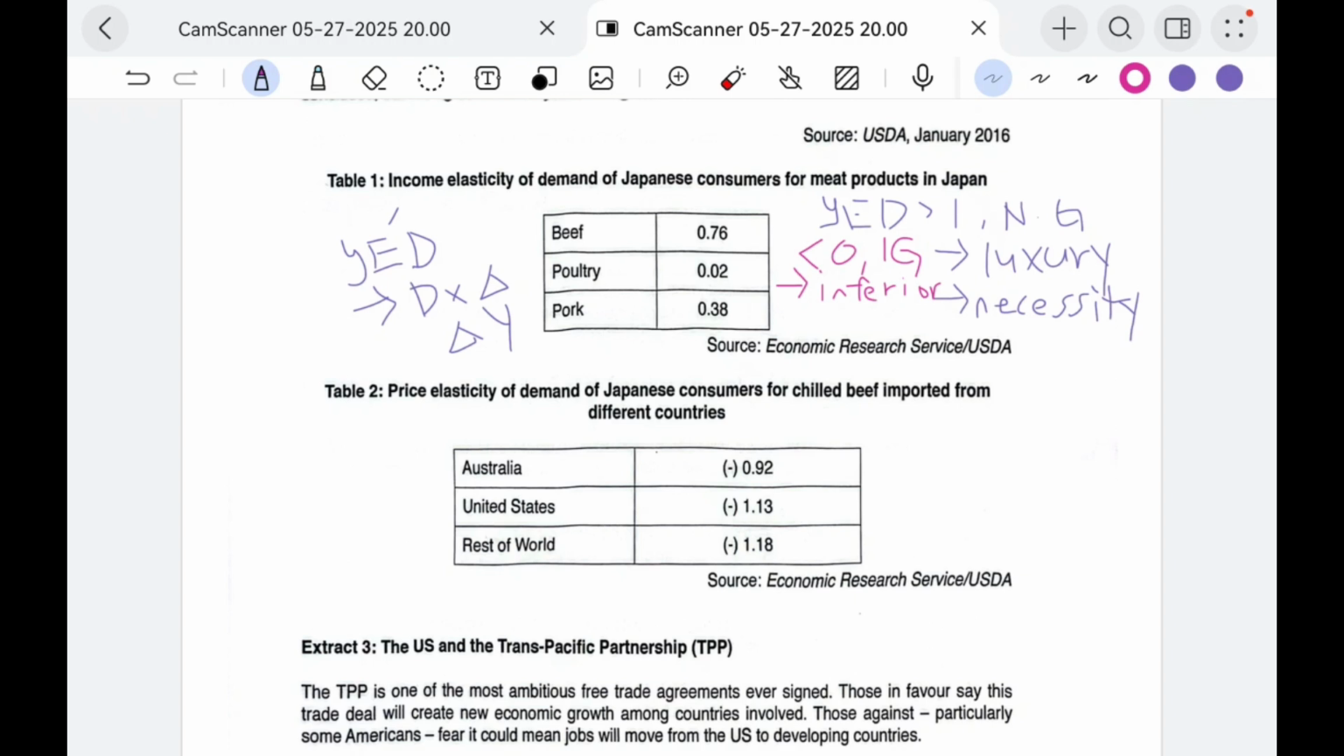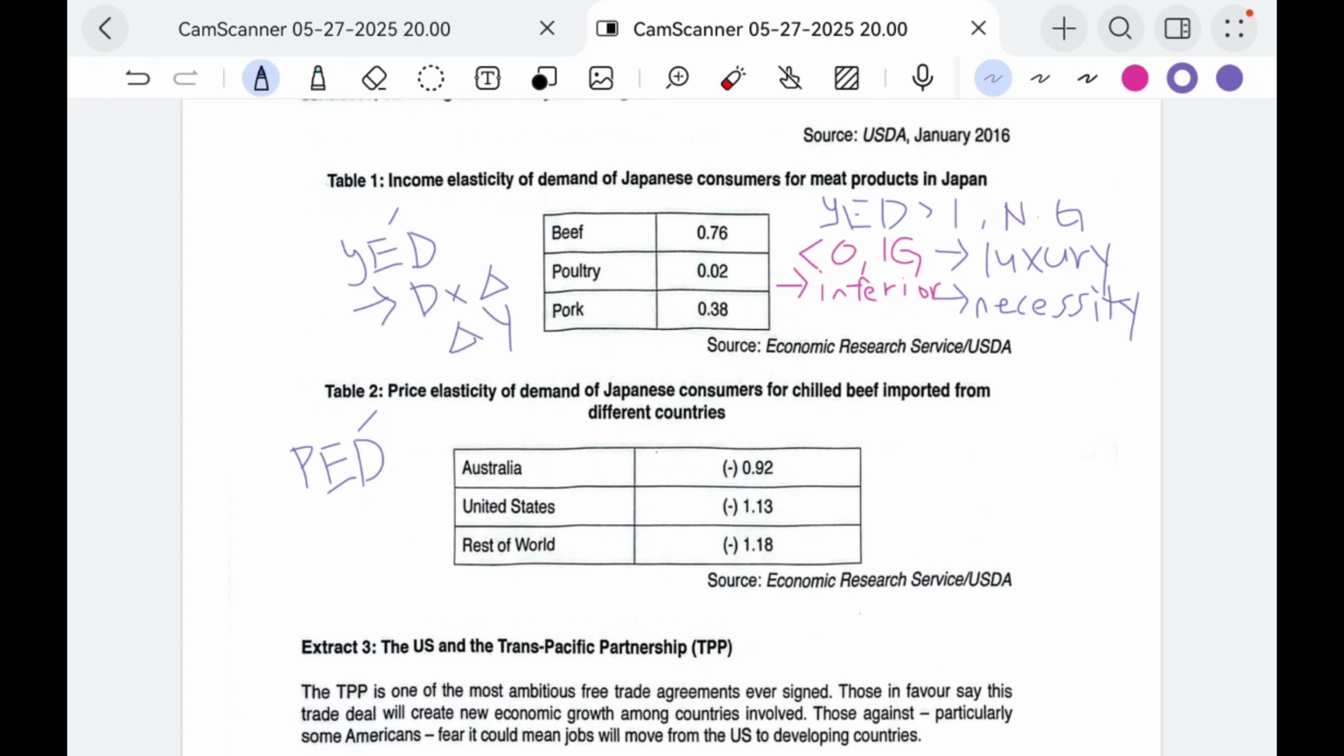PED, price elasticity of demand of Japanese consumers for chilled beef imported from different countries. Okay, now this is an elasticity concept as well, but a different one, PED. So again you need to be very clear what the difference between the elasticity concepts is. So your PED, YED, XED, what's the difference?